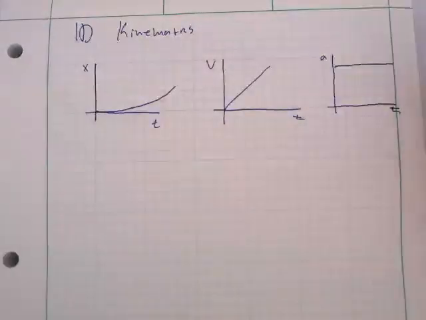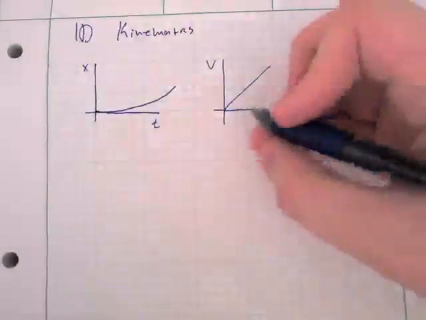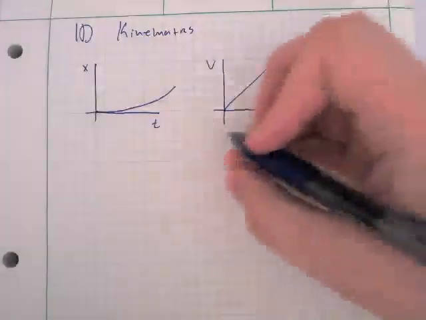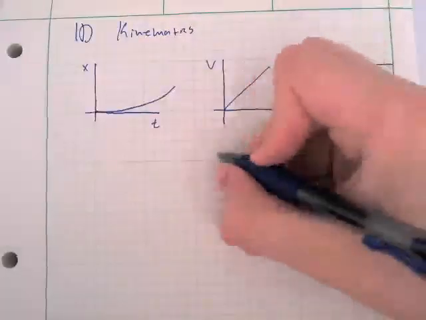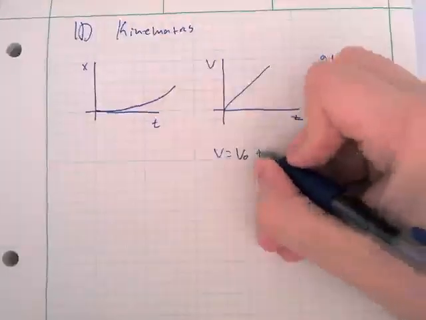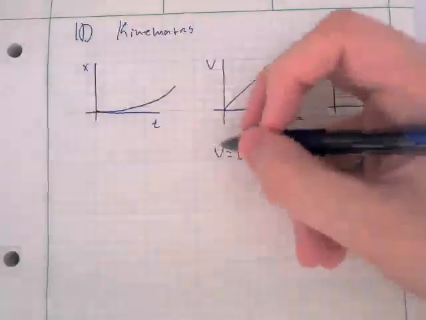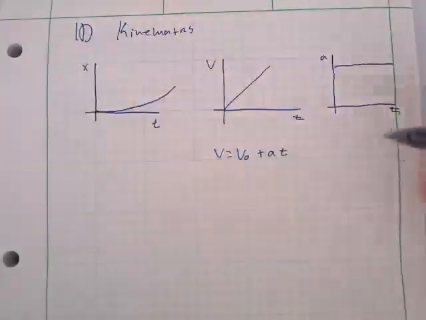So now what do we have? Let's start writing our graph for v as a function of time. Well, we can still do our y equals mx plus b because we do have this straight line graph here. However, since it's the velocity, we need to make sure we specify that. We're not talking about positions. We have v equals v naught plus a times t.